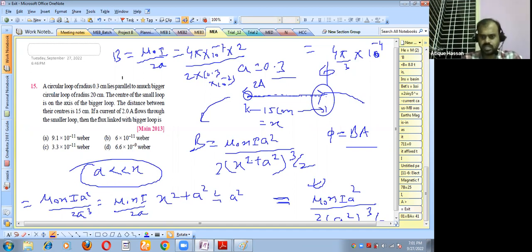Is there any mistake? Please check the calculation. In the magnetic field we got mu naught I by 2a... sorry. There is a mistake.